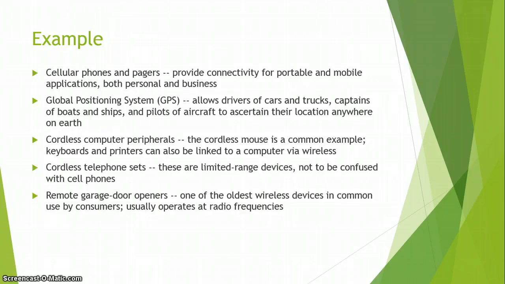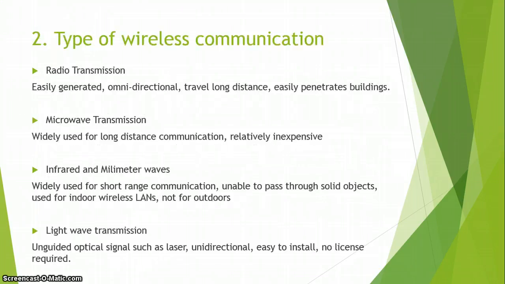The remote garage opener is one of the oldest wireless devices. It's commonly used by consumers and usually operates at radio frequencies. These are examples of wireless communication we selected. Although there are numerous examples, we just selected a few of them, which bring a lot of meaning in our daily life.